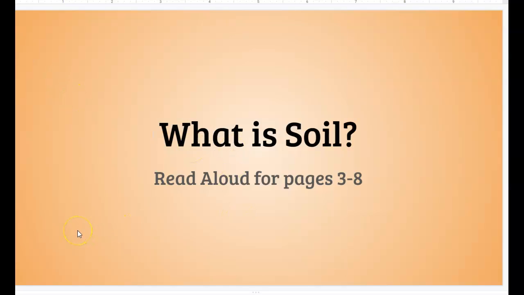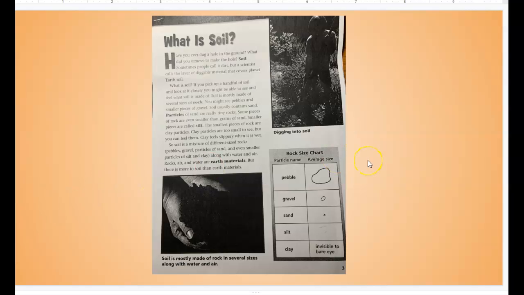What is soil? Read aloud for pages 3 through 8 in your FOSS Science textbook. What is soil? Have you ever dug a hole in the ground? What did you remove to make the hole? Soil. Sometimes people call it dirt, but a scientist calls the layer of diggable material that covers planet Earth soil.